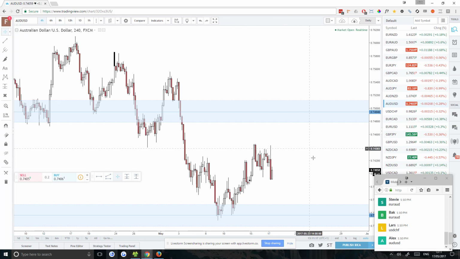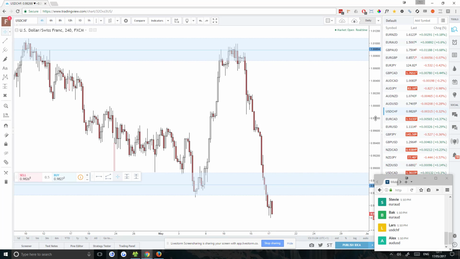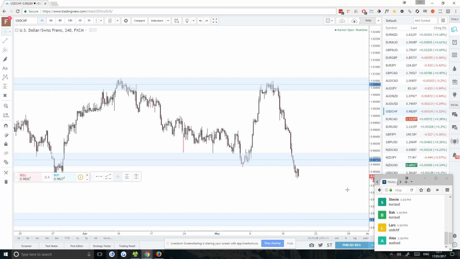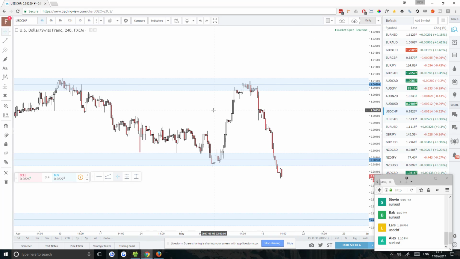AUD USD is just in between two support resistance areas. I think we've already covered AUD USD, to be honest. All right, USD CHF. What's going on with USD CHF? We haven't covered this. Okay, yeah, so USD CHF has broken below the support area.